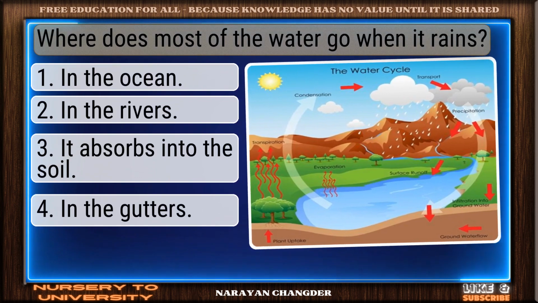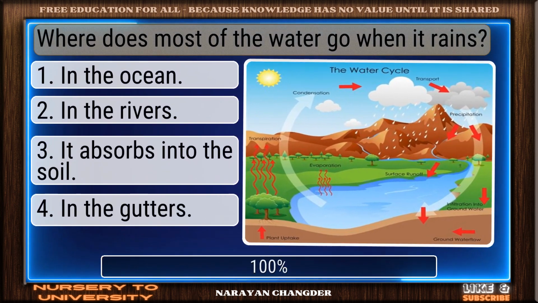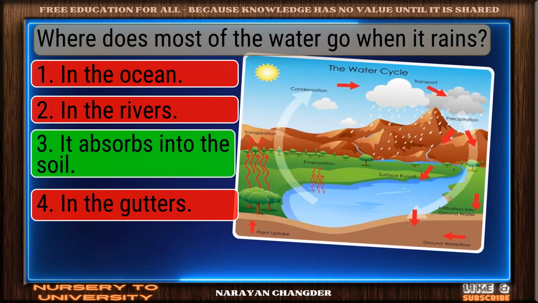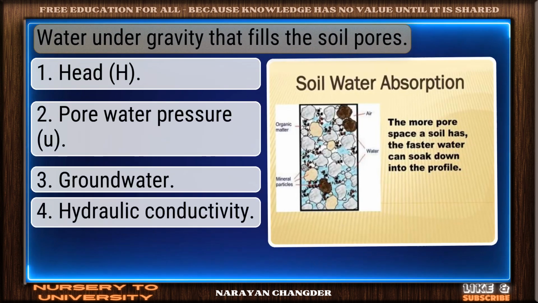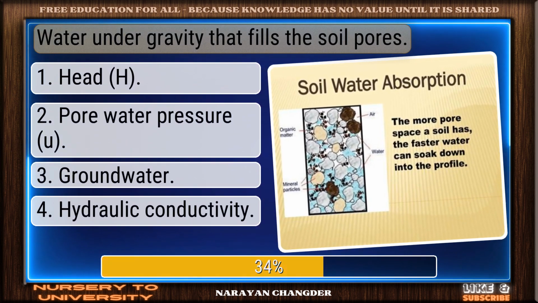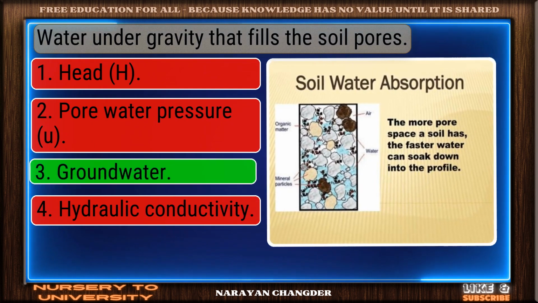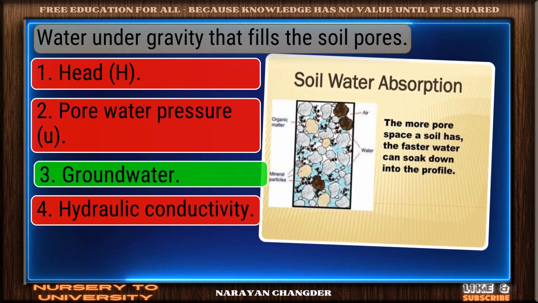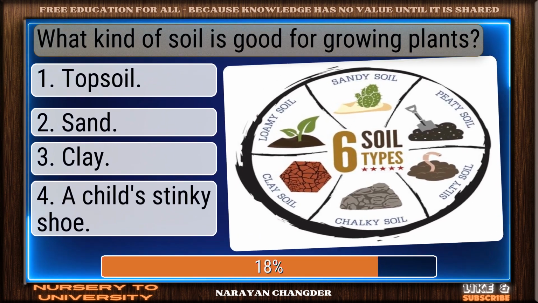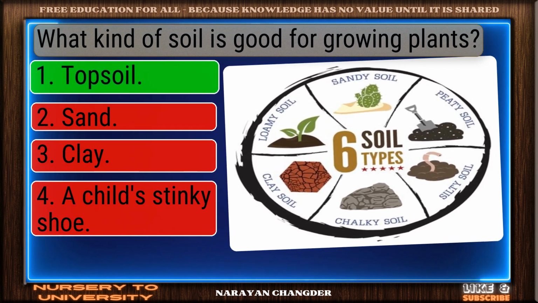Where does most of the water go when it rains? Exactly. It absorbs into the soil makes sense, and it is right choice. Water under gravity that fills the soil pores. Correct. Groundwater is the right answer. What kind of soil is good for growing plants? Sharp thinking. Topsoil is the right choice.